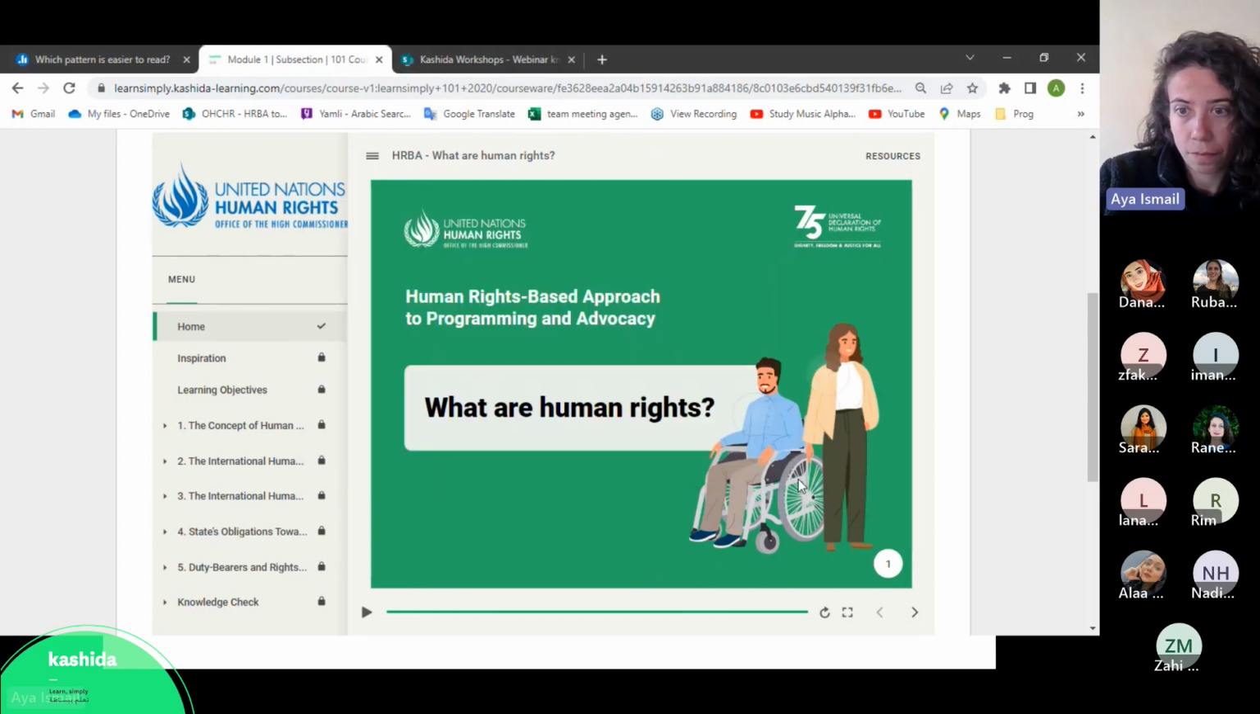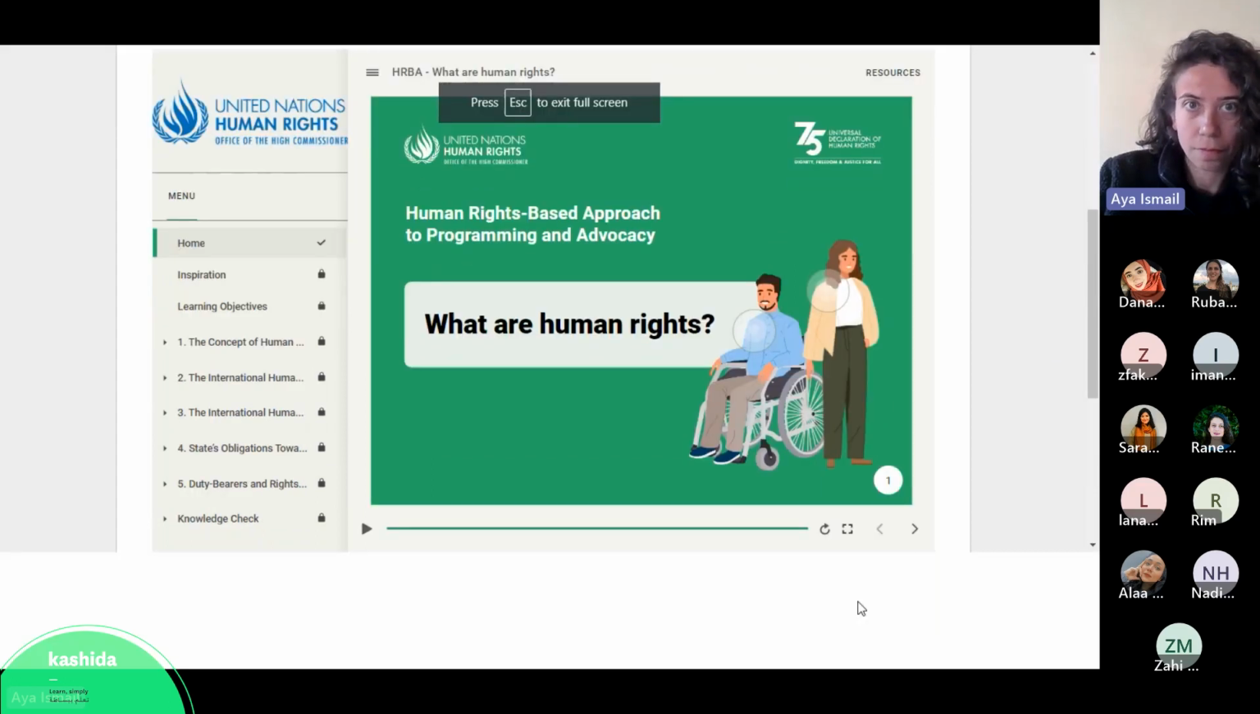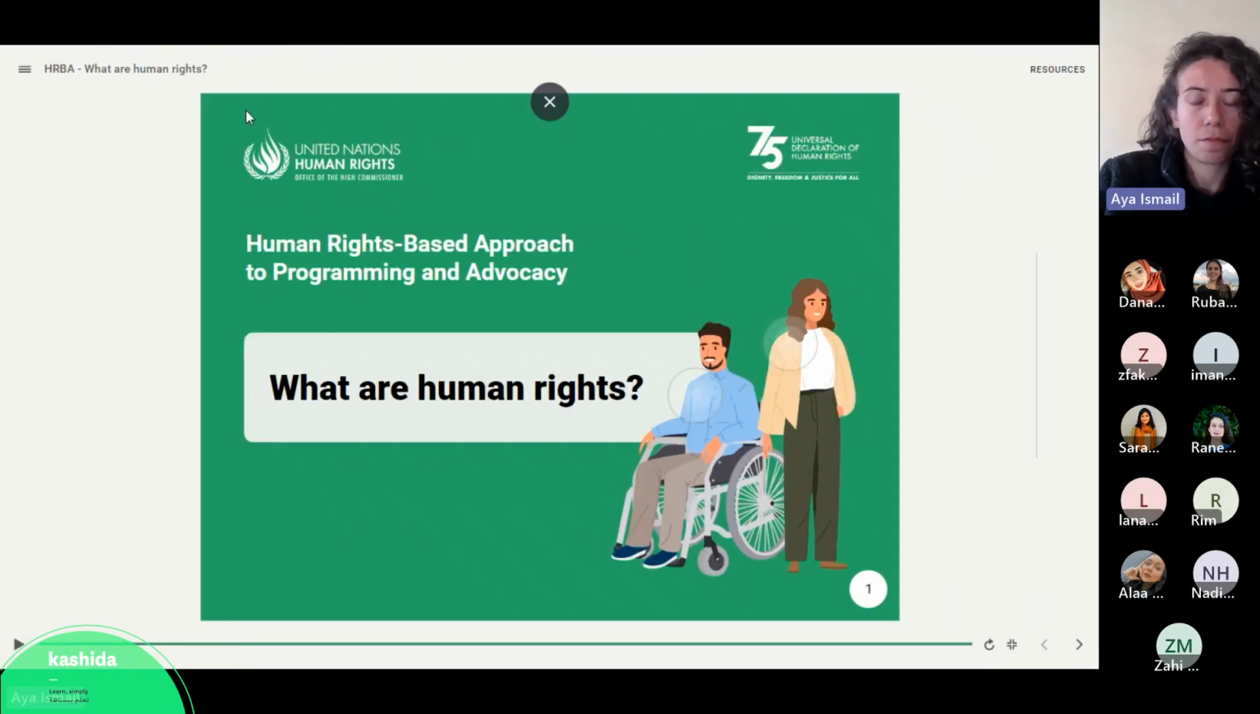Okay, Module 1 Subsection 101 Courseware. Ochre logo blue. Frames. Main landmark logo of United Nations Human Rights Office of the Commissioner. Graphic logo of 75th anniversary. Graphic logo of United Nations Human Rights Office of the Commissioner.